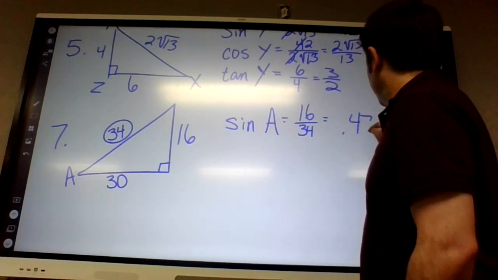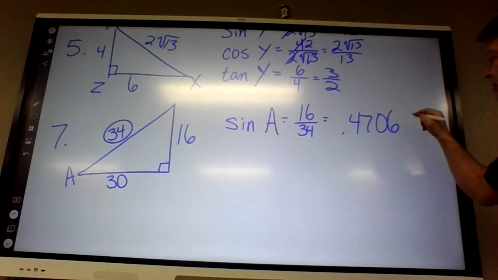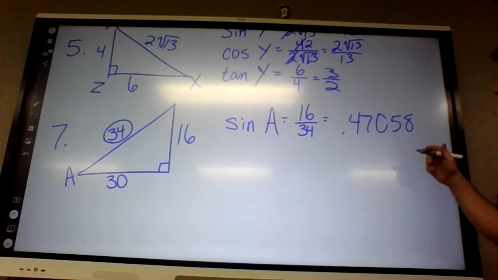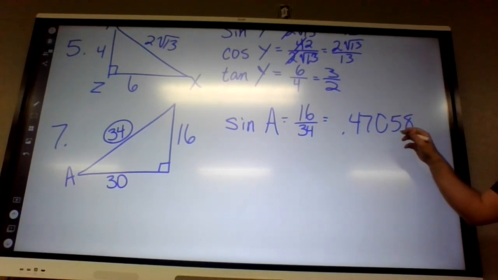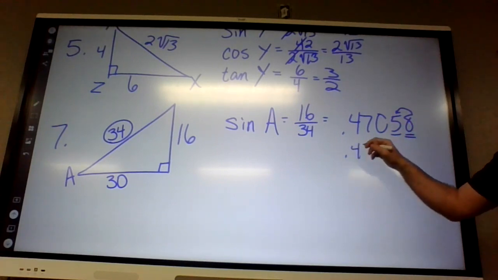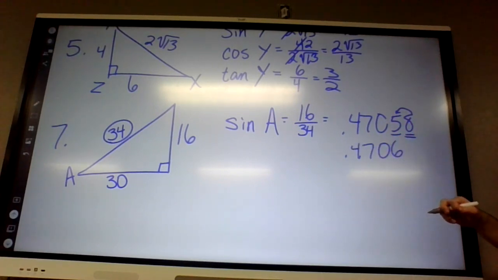What did the fifth decimal place say? 8. Yeah. Okay, so just make sure, it'll be wrong if you don't do this correctly. To round to the fourth decimal place, you have to look at the fifth decimal place. Is this closer to 50 or 60? 60. So, yeah, you need to put 0.4706.